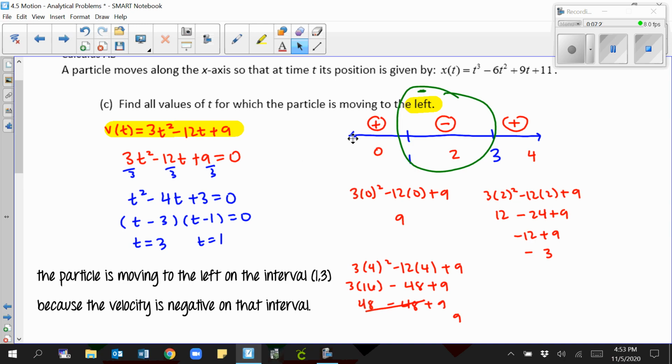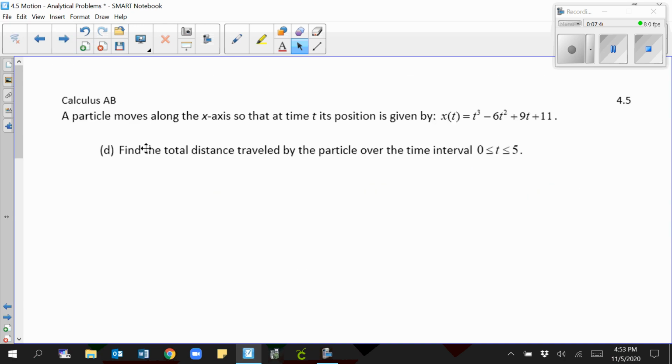So it's going to be moving to the right up until 1, then it's going to turn around and move to the left until 3, and then turn back around and move to the right. And we actually are going to use this to help us with our next part, part D. So part D says find the total distance traveled by the particle over the time interval 0 to 5.